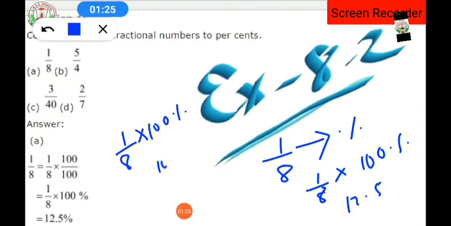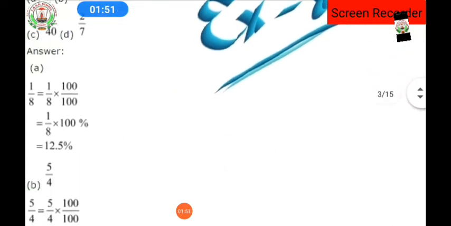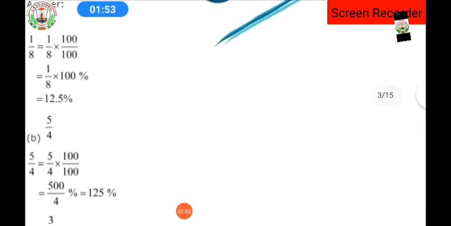So 1 into 100 will be 100 itself. 100% upon 8. 8 comes in the table of 2 how many times? 4 times. And 100 comes in the table of 2 how many times? 50. Now again 2 times 4, and 50 comes how many times? 25. Now 25 will be divided by 2, so that you will get the answer as 12.5. So here we get the answer for 1 by 8. 1 by 8 is in fractional form, and that number is converted into percent, and while converting it into a percent, we get the answer as 12.5.